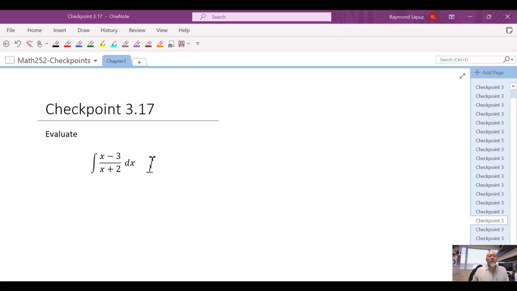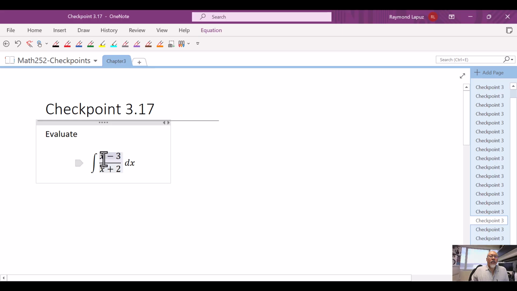My name is Lapuz. In this video, we'll be doing checkpoint 3.17 from section 3.4, partial fractions. They want us to evaluate the integral of (x - 3)/(x + 2) dx. Looking at this expression, it does not quite need the partial fraction decomposition treatment. However, it's still not so easy to integrate as is, so we want to rewrite this algebraically into something else that we can integrate.